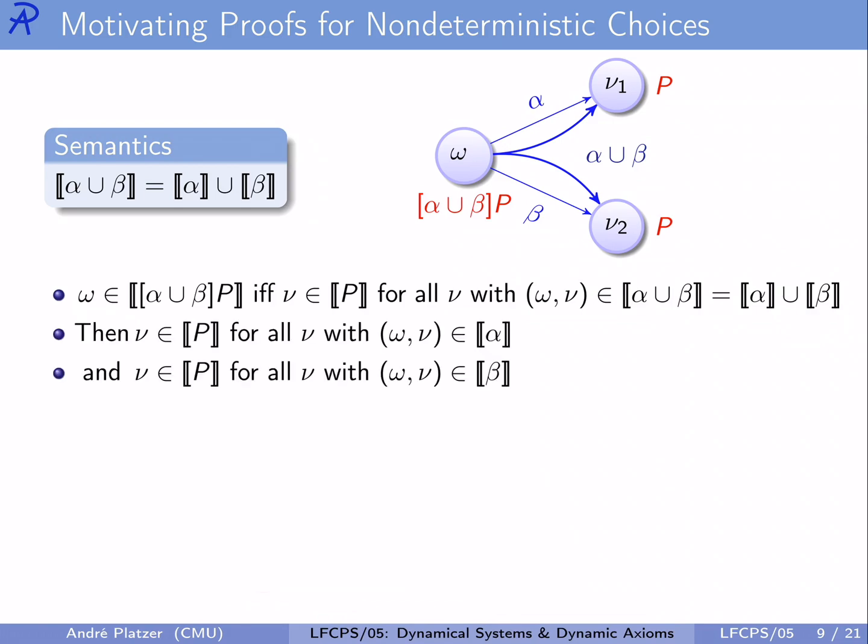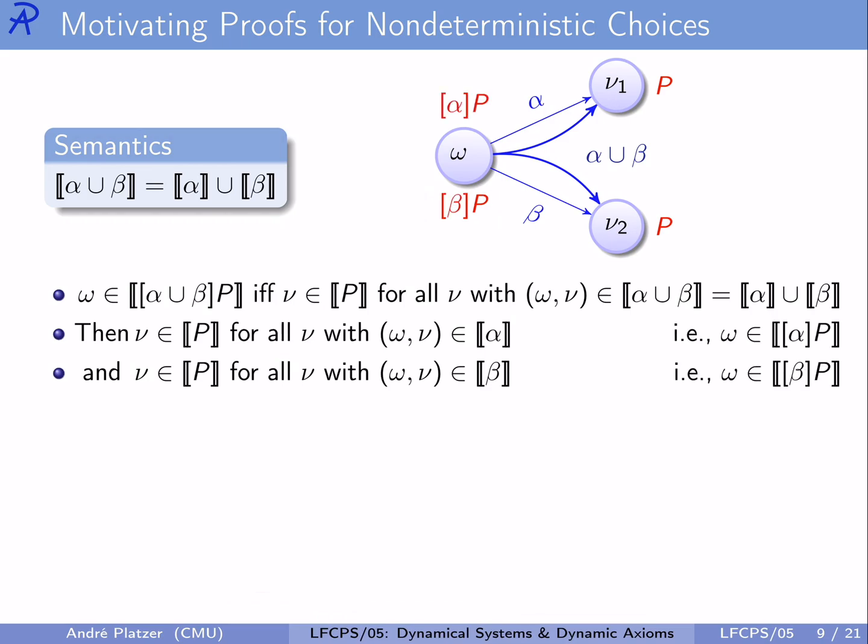That means the new state nu has to satisfy the postcondition P for all new states nu that we can go to from the old state omega by running alpha. That's all of this behavior here. But also that the new state nu needs to satisfy the postcondition P for all new states nu we can go to from the old state omega by running the beta behavior. All of these behaviors need to be safe, and all of those behaviors need to be safe.